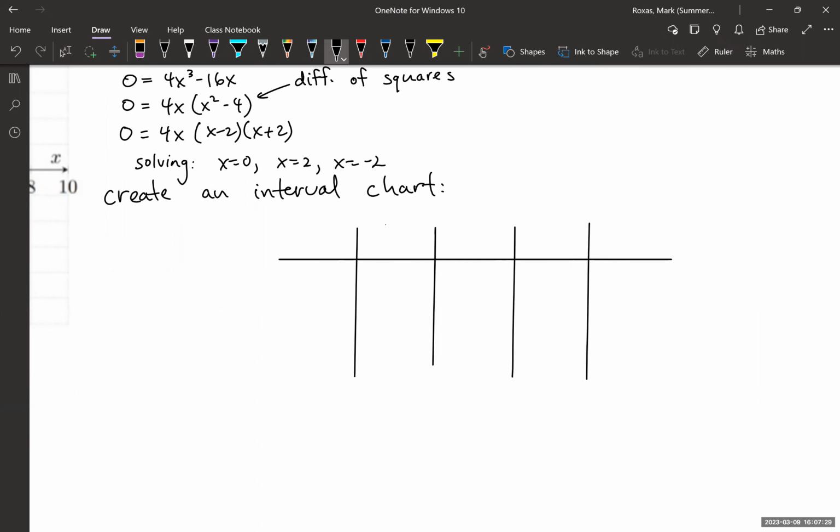I'm going to create the intervals: from -infinity to -2, from -2 to 0, from 0 to 2, and from 2 to infinity. And then you're going to use test points to find f prime of x at a single test point from each interval.